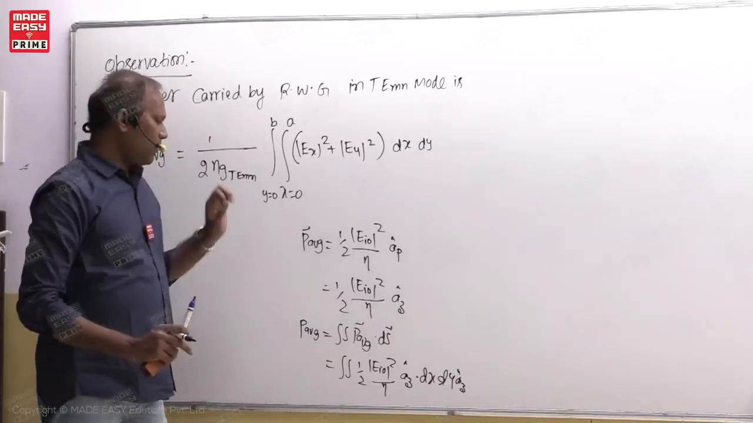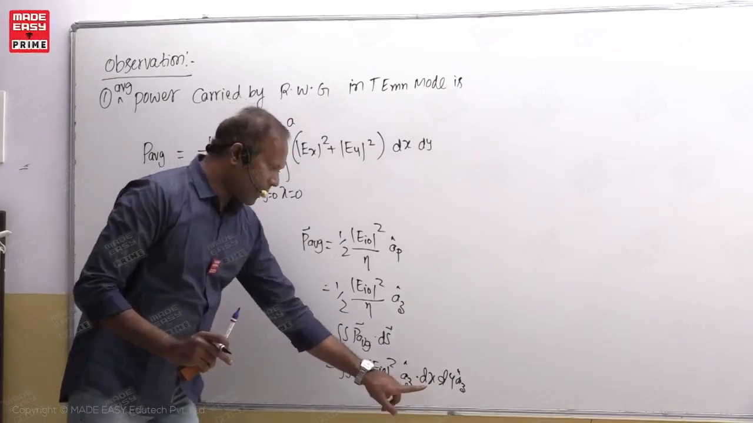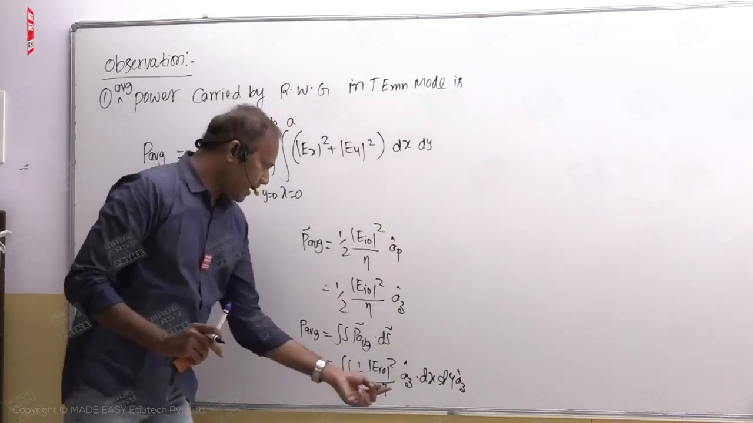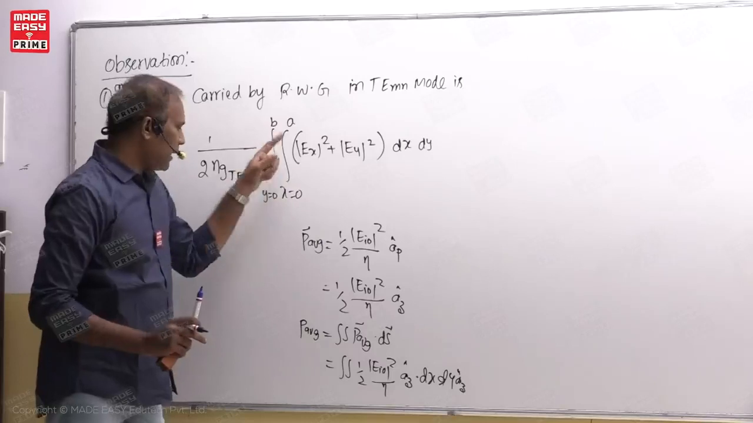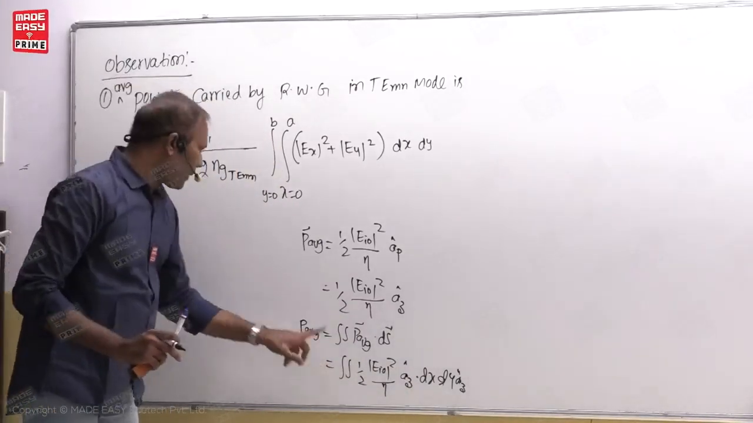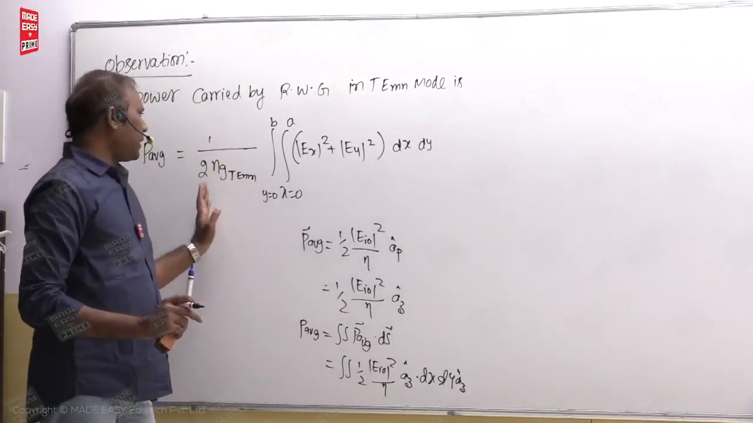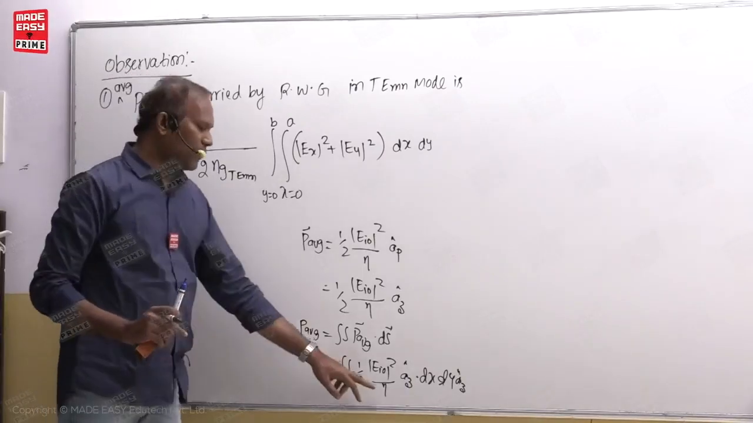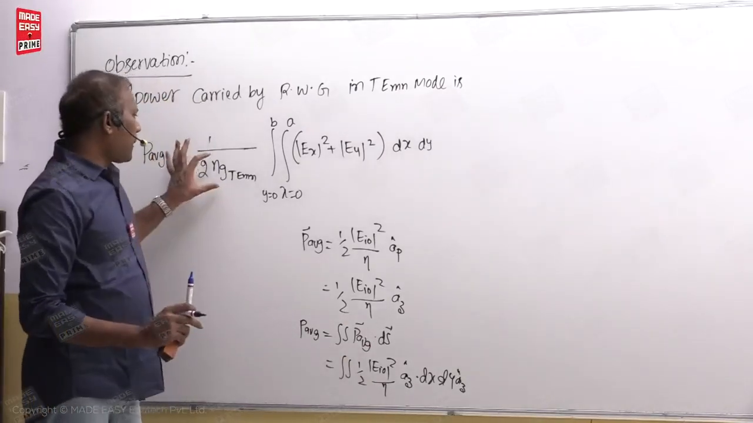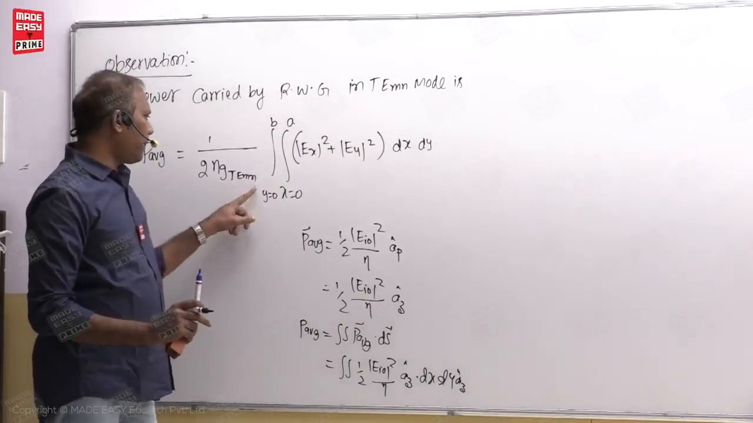Now for rectangular waveguide, a_z dot a_z is 1, a unit vector. For rectangular waveguide, dx dy came, with x varying from 0 to a and y varying from 0 to b. Next, 1 by 2 came outside, and eta g in the denominator came outside, because it is not a function of distance, and in the rectangular waveguide for TEmn mode, impedance is eta g TEmn.